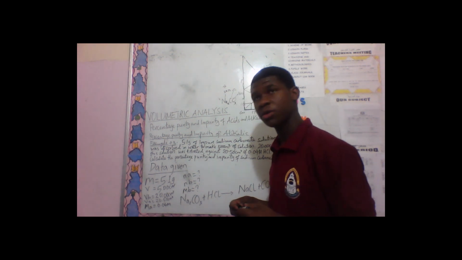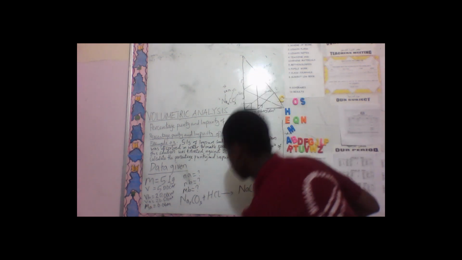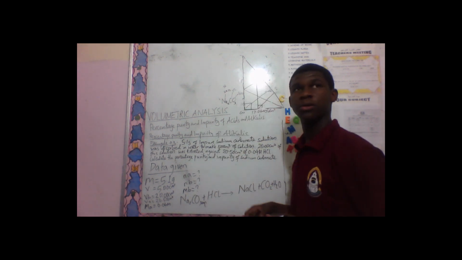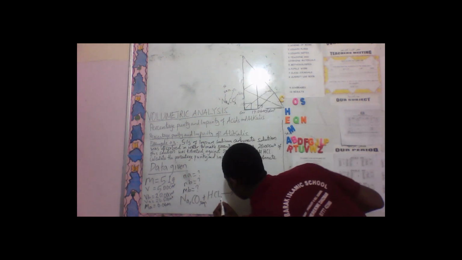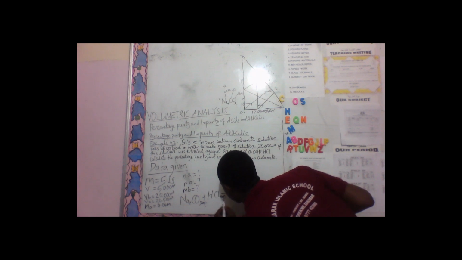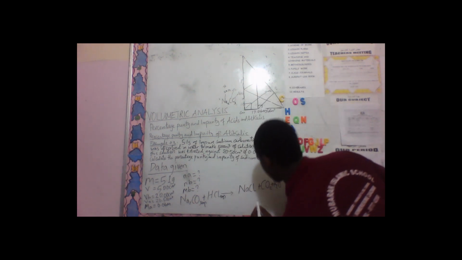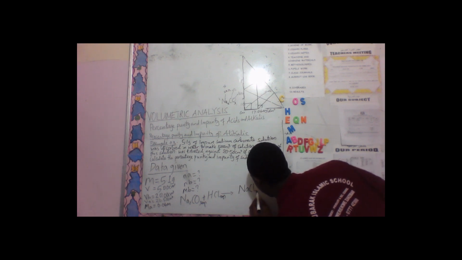What will be the state symbols for this equation? For sodium carbonate it will be aqueous. For hydrochloric acid, aqueous. For sodium chloride, also aqueous. For carbon dioxide, gas. And for water, liquid.